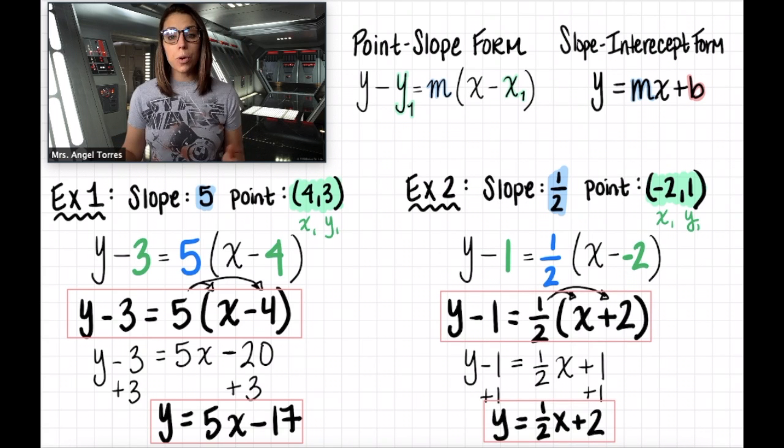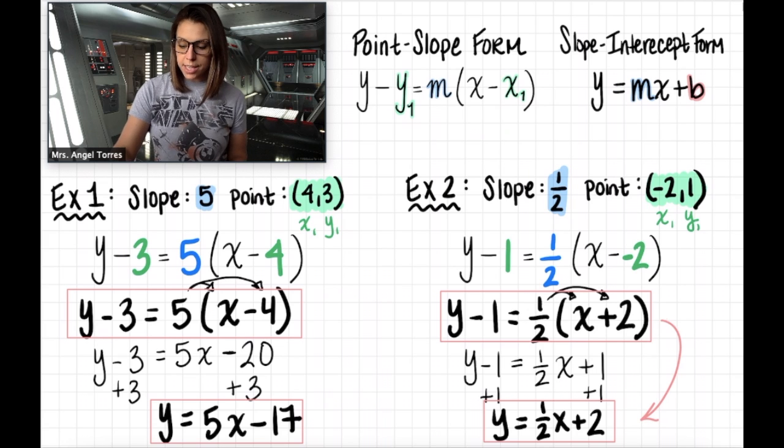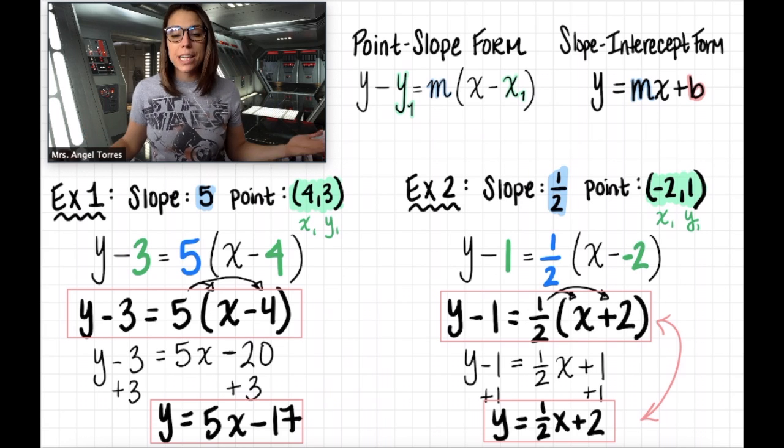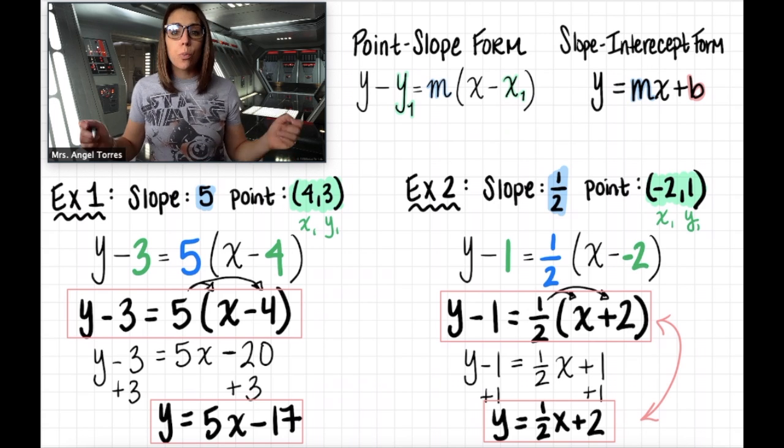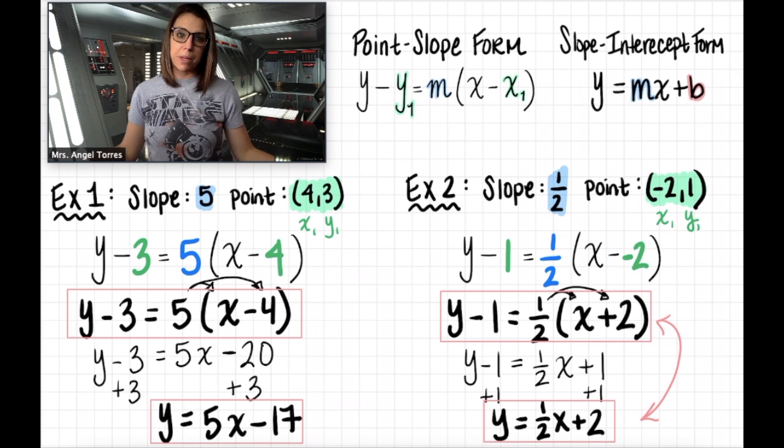And again, if you were to graph both of these lines, they would be the exact same set of points because they are equivalent equations. So now you're going to do a little bit of practice on Desmos with point slope form and slope intercept form.